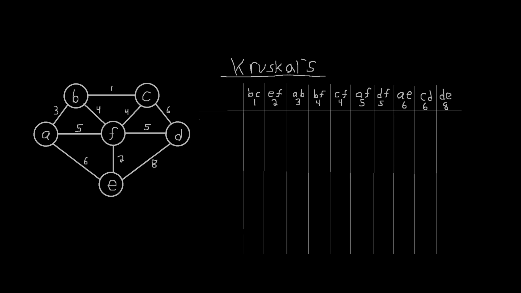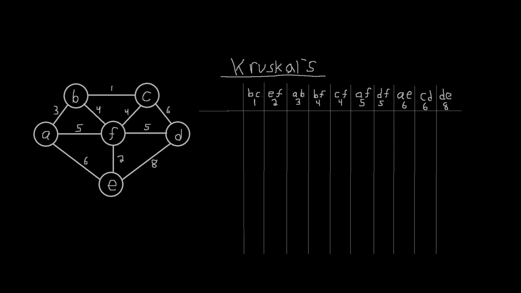And when I work through a Kruskal's problem, I like to make this sort of table. And what this table is, you're going to have a column for every edge in the graph and you're going to order it from least to greatest. So here's my table. It does have every edge in the graph, and as you can see, it goes from least to greatest, left to right.